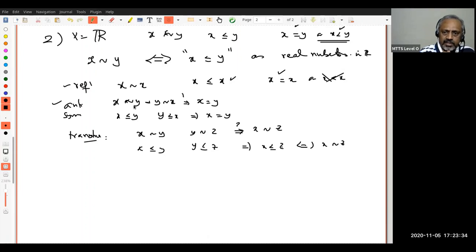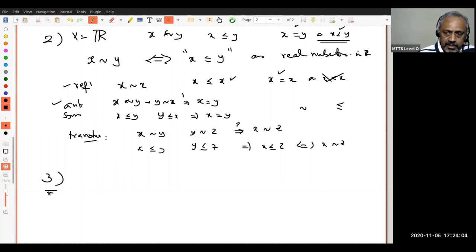Because of this, whenever a relation is a partial order, we usually use the symbol less than or equal to. Okay. So one would say this may be the correct symbol to use, but unfortunately, this is a totally ordered set also. So this is not a very good example for partial order. I will come to that in a minute. Okay, don't worry. But the next most important example.